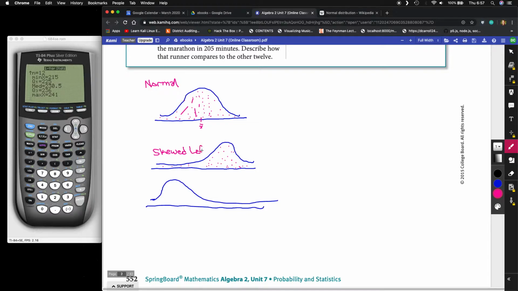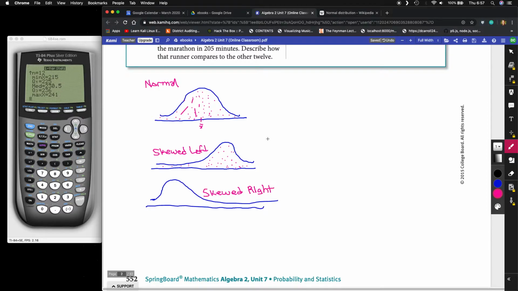Skewed left. Okay, and so this here would be skewed right. And as I write, everything's slowing down, so I apologize here. Skewed right. Okay.